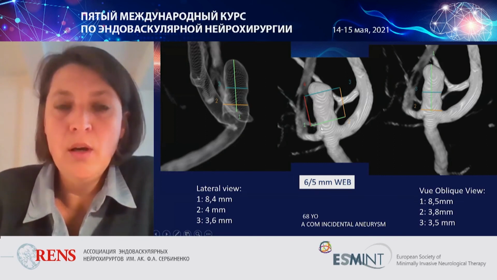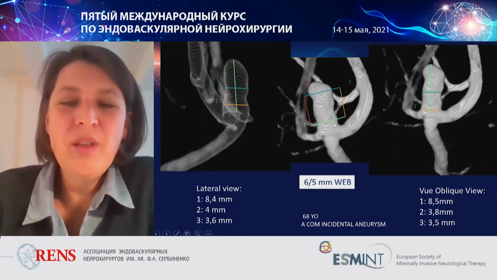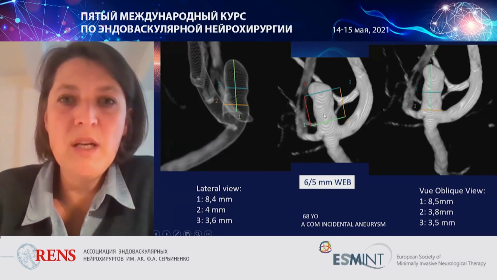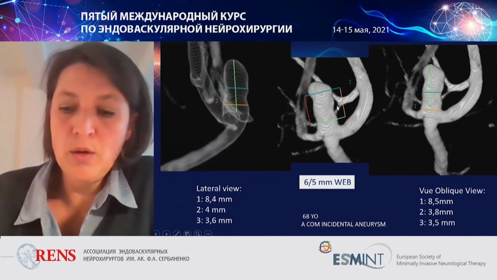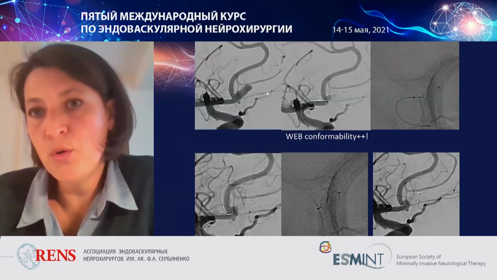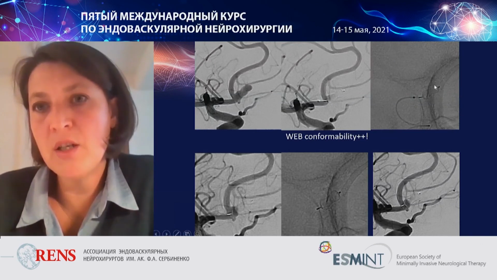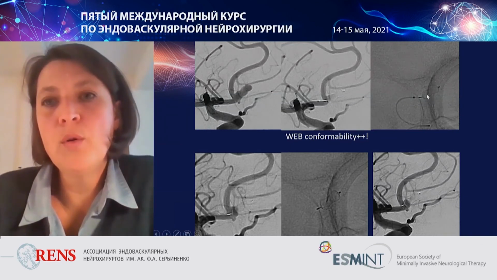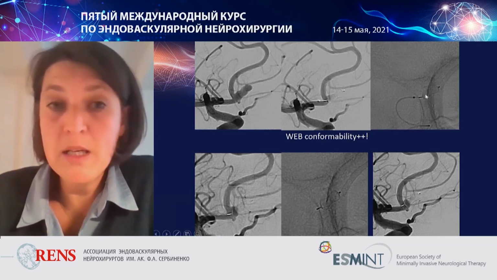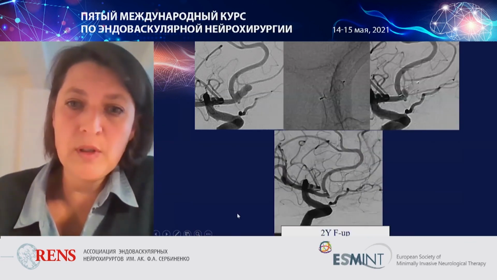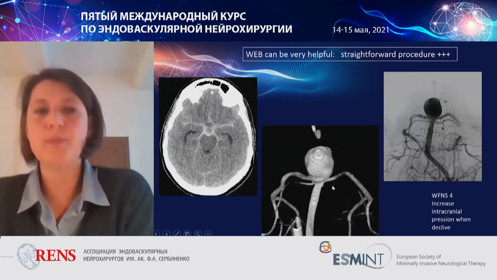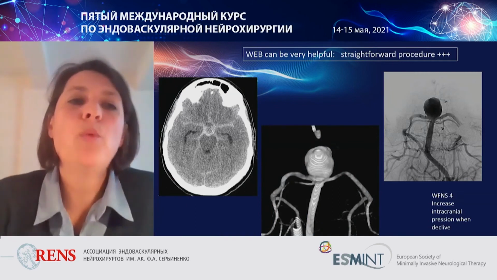Another case with this MCA aneurysm, irregular shape, with this virtual imaging of the web inside the aneurysm, a 6 by 5 millimeter. So imagine we have largely oversized the web. So what do we expect? In fact, this is to show you that the web will nicely change its shape, and you see the high conformability of the device. This is the immediate result after the procedure, and this is the 2 years follow-up showing a stable occlusion of the aneurysm.